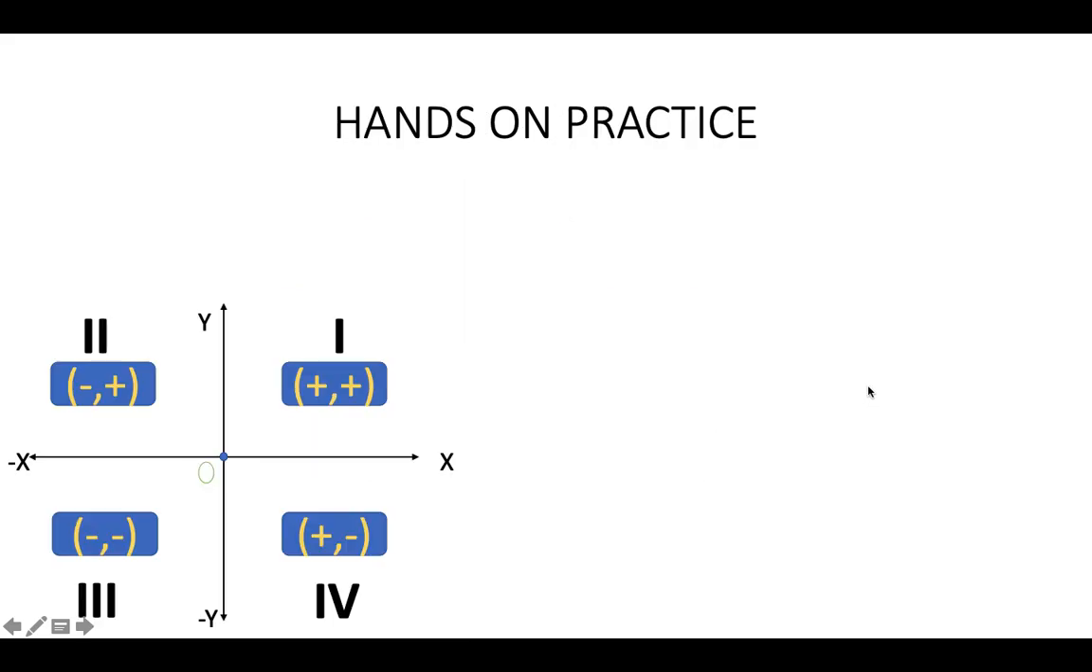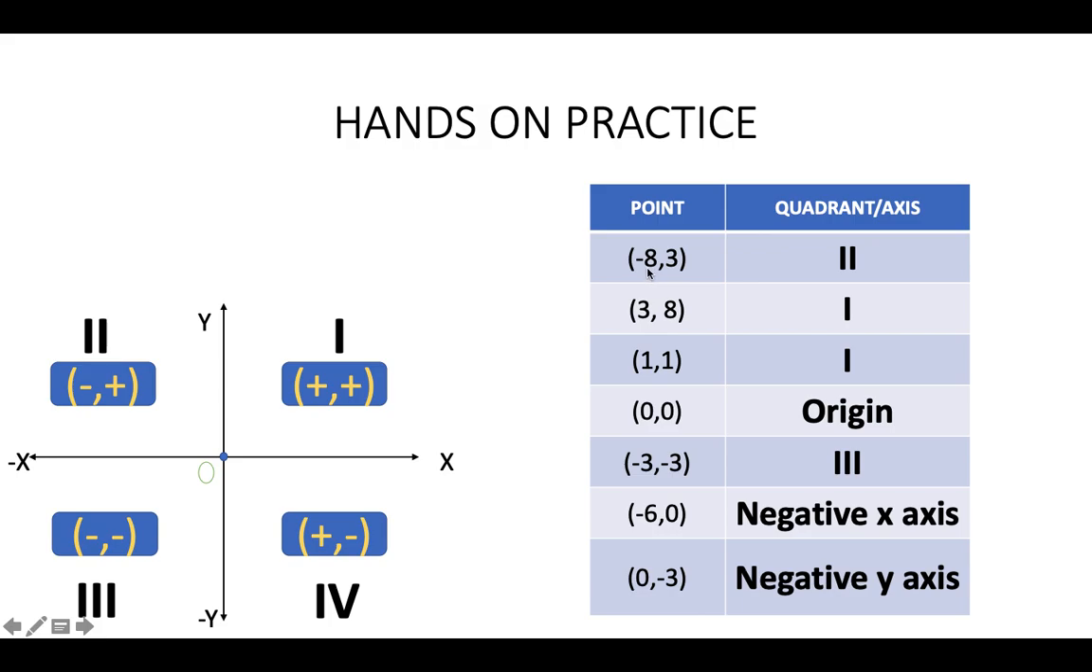Let's try a few examples with this. I have already prepared a table. See this point A, let us say it has the coordinates minus 8, 3. As we can see, the x coordinate is negative and the y part is positive. Therefore, this point is lying in the second quadrant. Here both are positive, therefore the point will be lying in the first quadrant. Here also both the x and y coordinates are positive, therefore it will lie in the first quadrant.